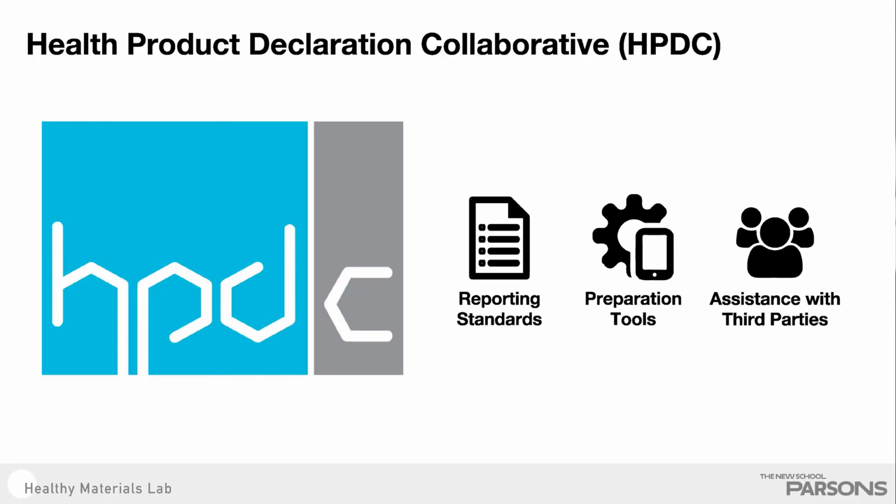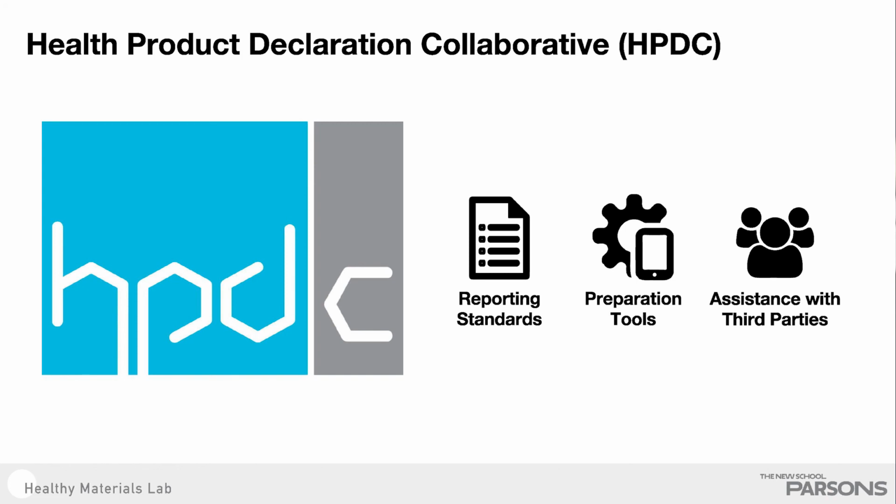So to facilitate all of this, we have an organization, it's called the Health Product Declaration Collaborative. And what we do is we oversee these processes. We have a standard for the reporting that helps the manufacturers do it accurately and reliably. We have some tools that they can use. There's a tool called the HPD Builder that many of the manufacturers are using. It's an online tool that they can go on and enter their information.